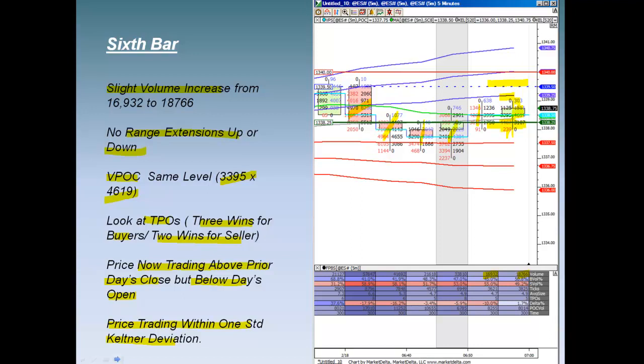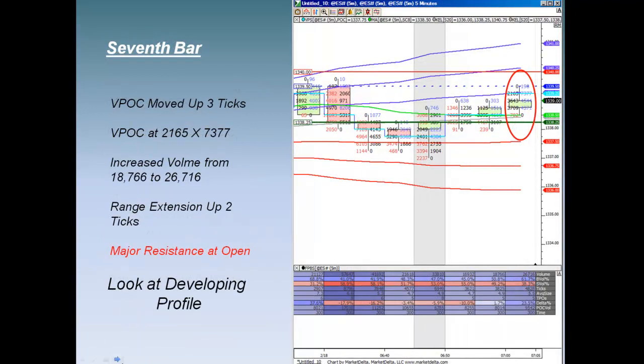Well, let's move right along and see what happens on the next bar. Aha! The 7th bar. The volume POC jumps up. It moves up 3 ticks. And the volume at the POC is really high at the ask. It's about 3 times what it was at the bid. And I do see an increase in volume from 18 to 26, and I see a range extension up 2 ticks. All right, so we've made it all the way up to the open.